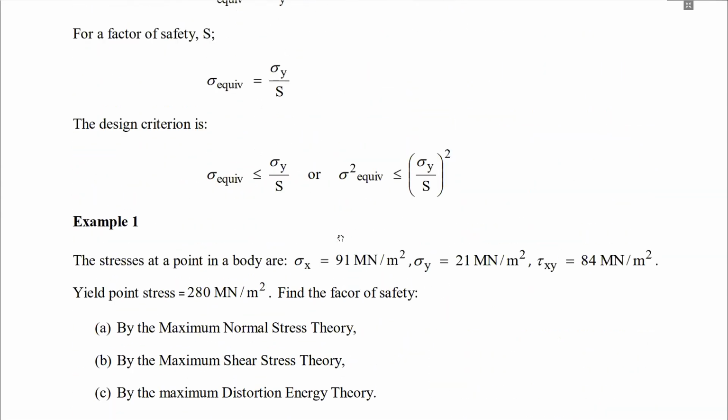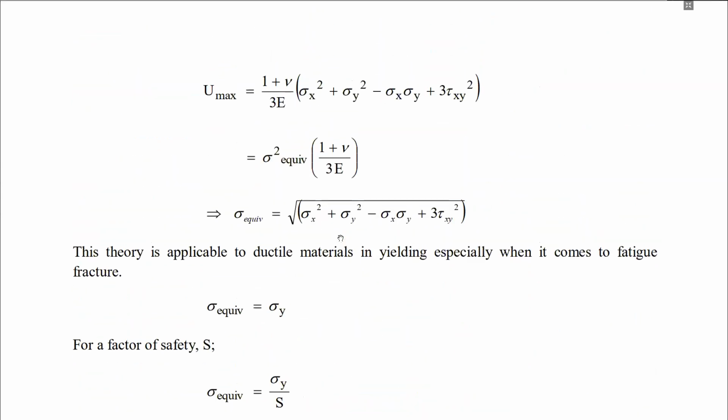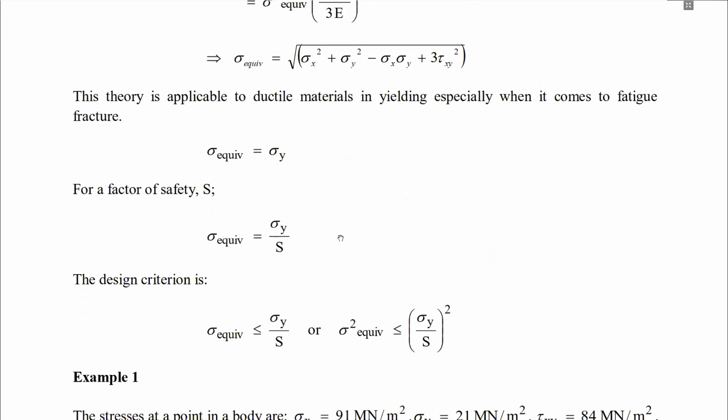Then the distortion energy theory is also similar. First of all, we know the equivalent stress for that to be equal to this one here. And all this information has been given: sigma x, sigma y, and tau xy. So the only unknown here is going to be the factor of safety. So when we calculate the equivalent stress, which is equal to sigma y divided by s, the s which is unknown, we can determine it. We substitute the values for sigma y and equivalent stress here. Then we can determine the factor of safety based on the distortion energy theory. Any question?